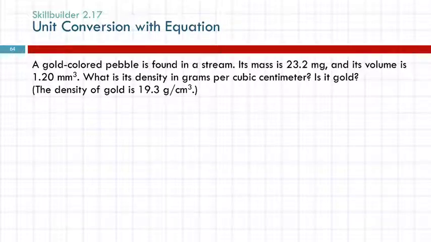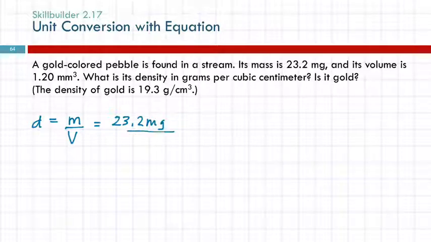So we have to calculate the density. To do that, we need the equation. Density equals mass divided by volume. So what's its mass? 23.2 milligrams. And the volume? 1.20 cubic millimeters.